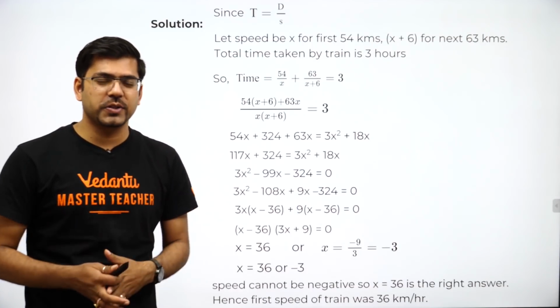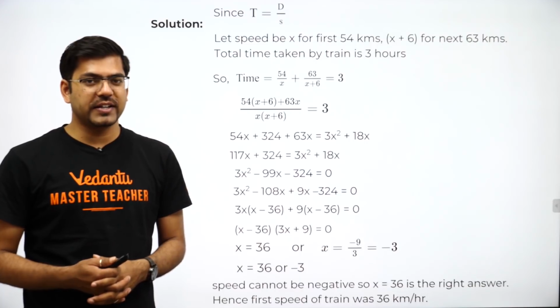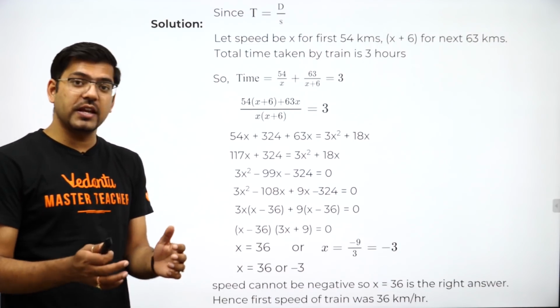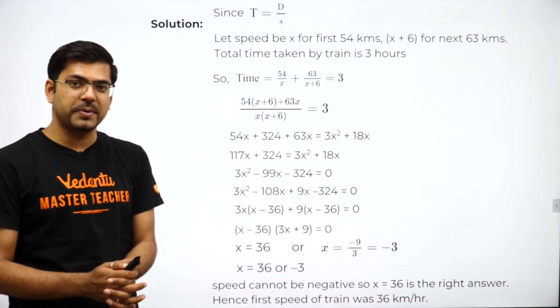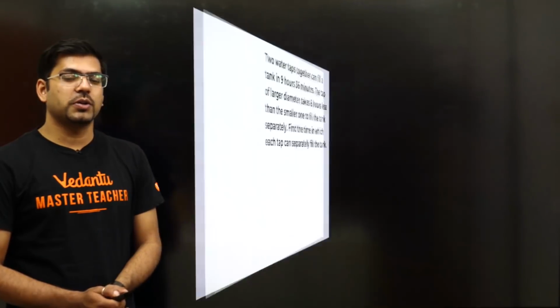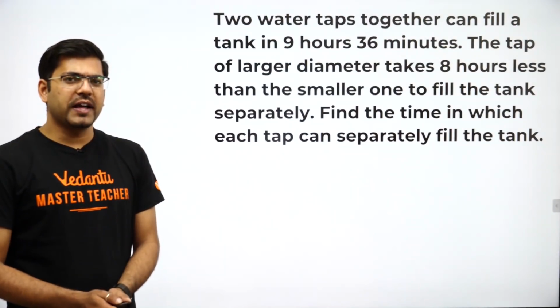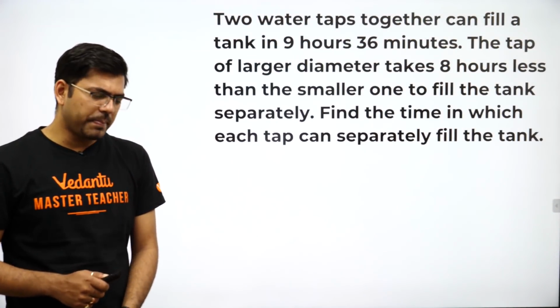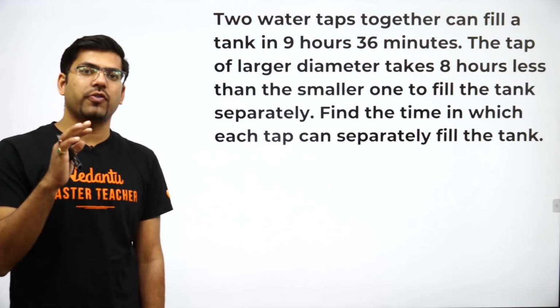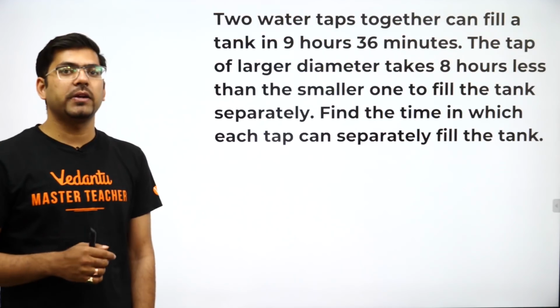Now, if you have understood this question, let's move on to our next type of questions, which is important for this quadratic equations chapter. Now, let's see the second question. Two water taps, a very important topic and a very important question. Let me tell you guys, one question is very much sure from this topic. This topic is called time and work topic.